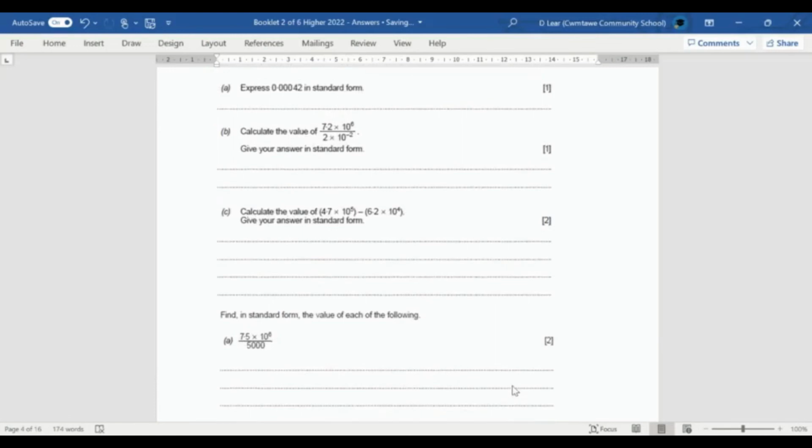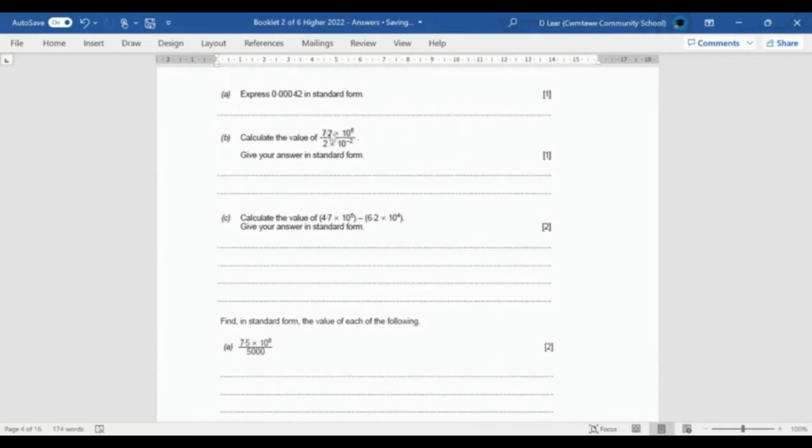I would be a little bit careful of maybe this one. Okay, 7.2 divided by 2 is 3.6 times 10. And because this is a divide, we're doing 6. However, I am taking away this indice, and this indice happens to be negative. So just be careful with dividing if you are taking away a negative, because actually you need to add those numbers together, okay, taking away a minus.